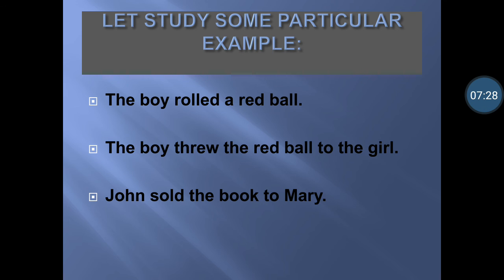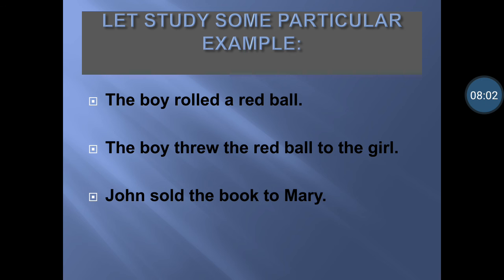Let's see some particular examples. In the first sentence we have the boy rolled a red ball. In this example, the boy is also called the agent and the noun phrase, a red ball, is the theme. The relation of them is called thematic roles. And we have the second example. The boy threw the red ball to the girl. The girl has the thematic role of goal because she is the endpoint of change.